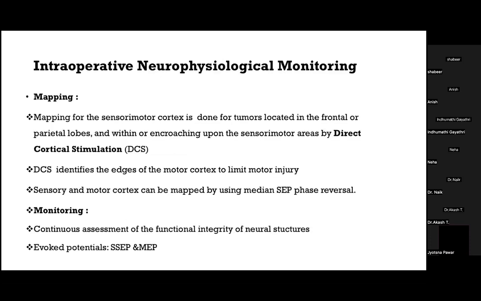Now, the various methods of neurophysiological monitoring are mapping or monitoring. You do mapping for the sensory motor cortex for tumors located in the frontal or parietal lobes and/or which are encroaching upon the sensory motor areas by direct cortical stimulation. What does direct cortical stimulation do? It identifies the edges of the motor cortex and limits the motor injury. And the sensory and the motor cortex, how to identify them? By using median somatosensory evoked potential phase reversal. In the next slide, I'll tell you what is SSEP phase reversal and how the sensory and the motor cortex are identified. And if you want to continuously assess the functional integrity of the neural structures, then you have to do SSEP and MEP monitoring.